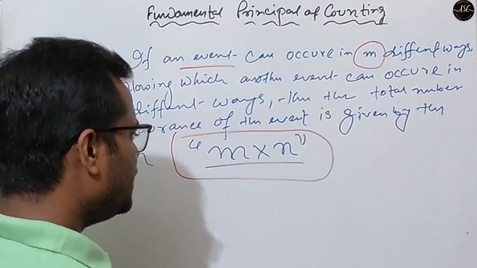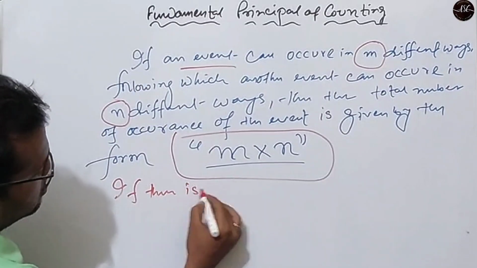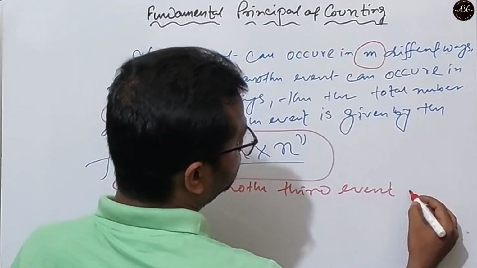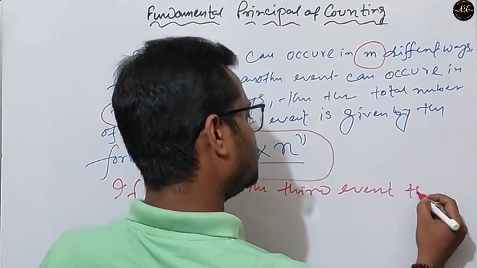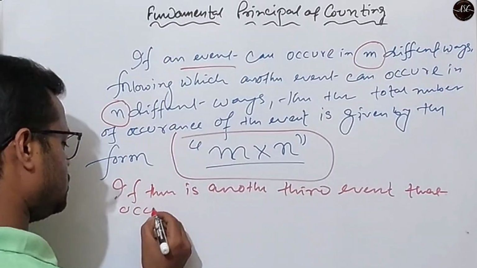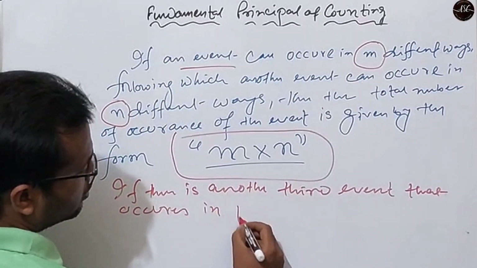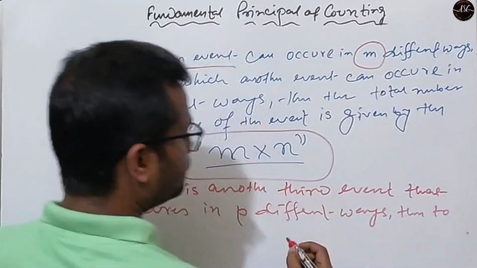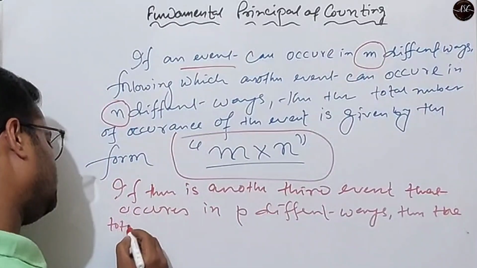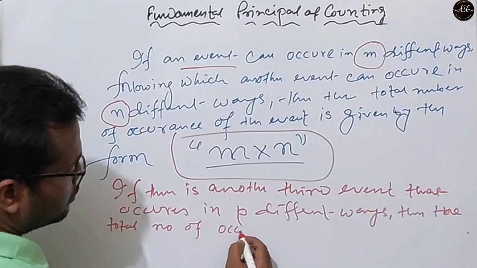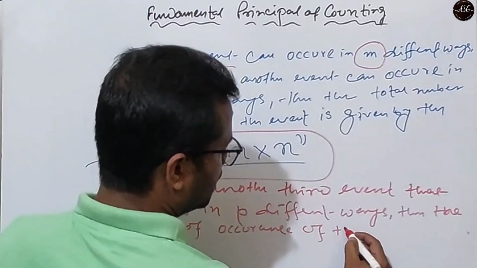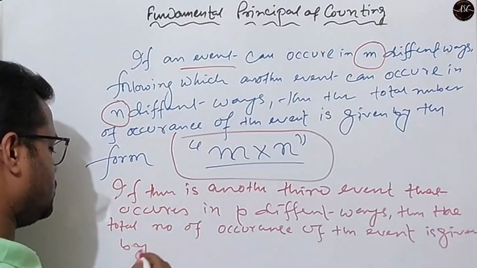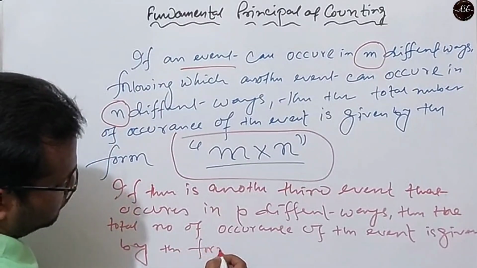If there is another, third event that can occur in t different ways, then the total number of occurrences of the event is given by the formula.